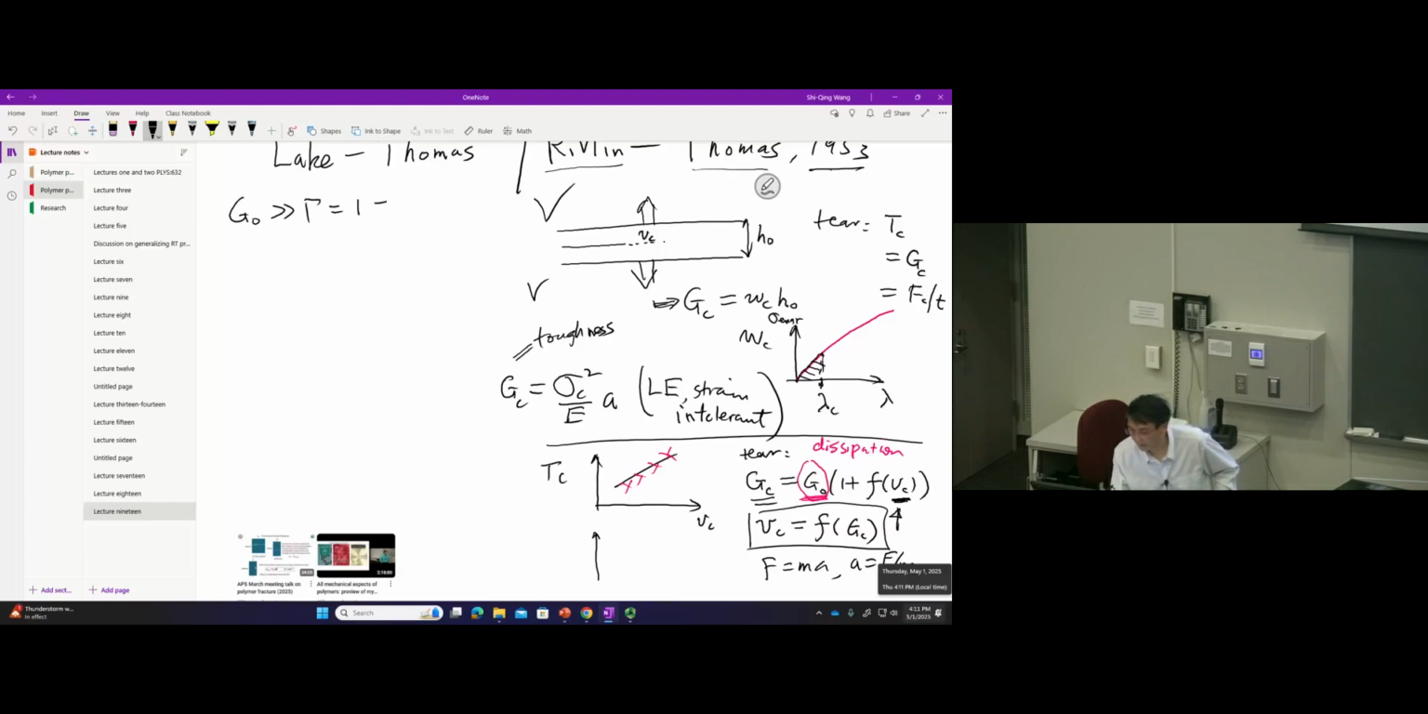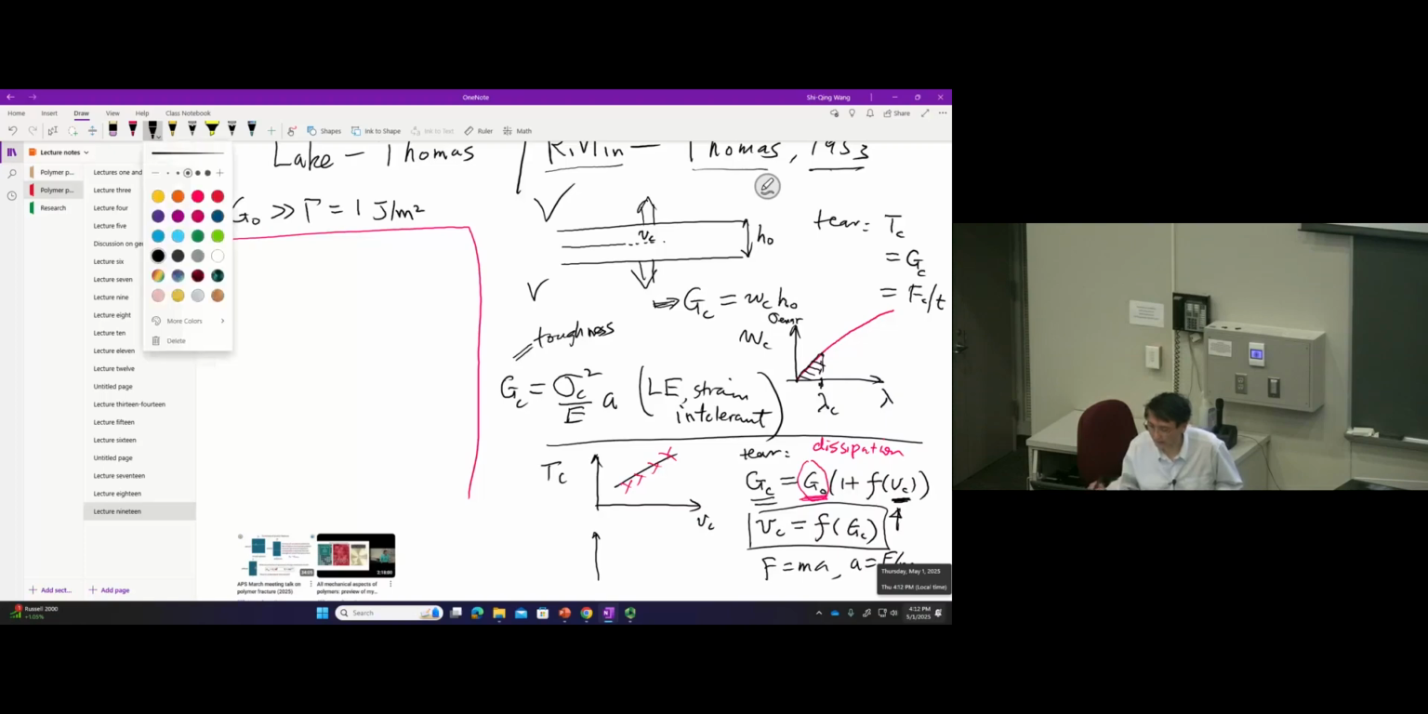Gamma typically is only 1 joule per meter squared. So he recognized something which is absolutely influential. In fact, today, if you heard that Whitby lecture a few weeks ago, they produce papers in Science guided by this insight from Lake Thomas, although I have a different understanding of what their phenomenon is.